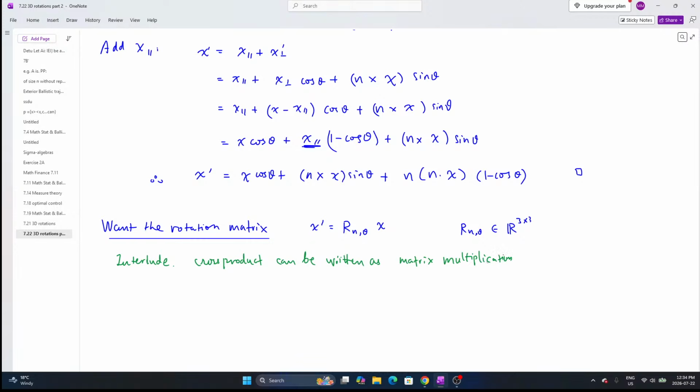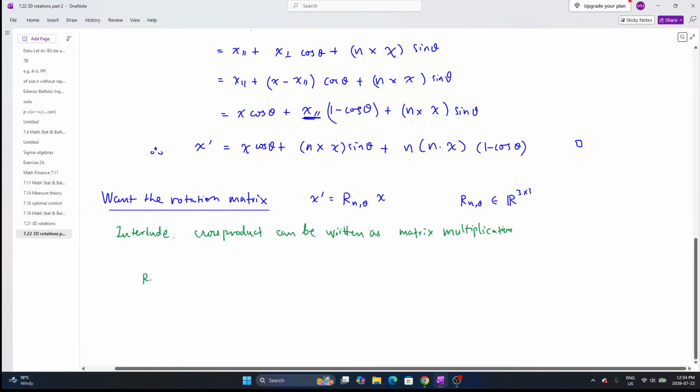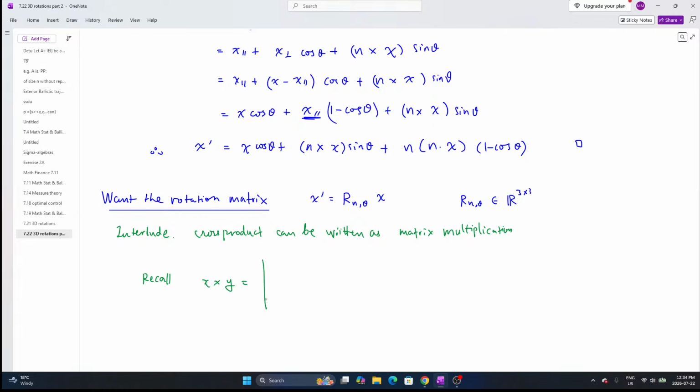Let's see how that's done. So recall, you've got the coordinates formula. Let's say you have x cross y. As we mentioned yesterday, you can use a mnemonic device and write that as a determinant. So E1, E2, E3 is the first row, X1, X2, X3 is the second, and Y1, Y2, Y3 is the last. And you expand the determinant.